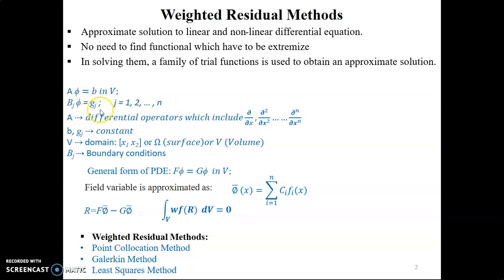Now there is another set of complementary equations which are associated with the partial differential equations. These are known as the boundary conditions. These boundary conditions provide additional information to solve these equations. So here Bj is again the set of partial differential operators, or it can also be a constant. And Gj is the constant, and j equal to 1 to n refers to the number of boundary conditions that we will be using for solving this equation.